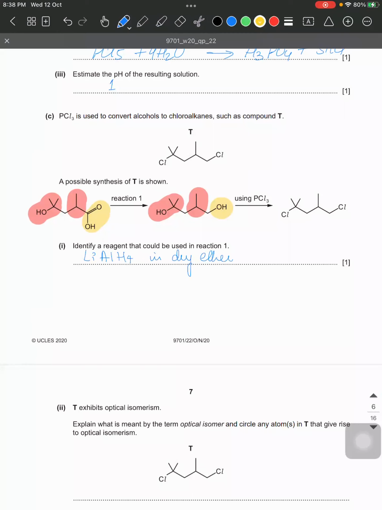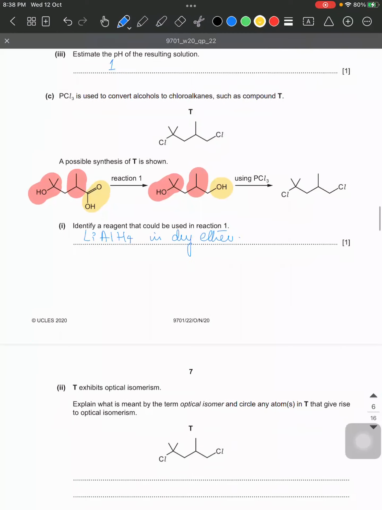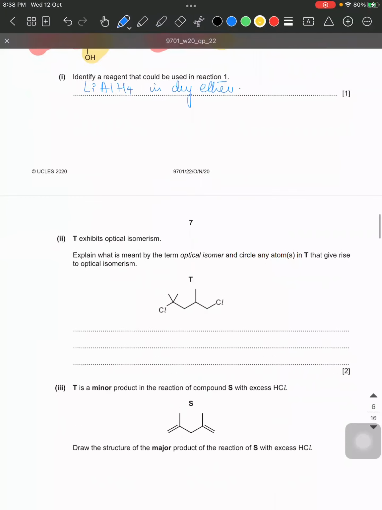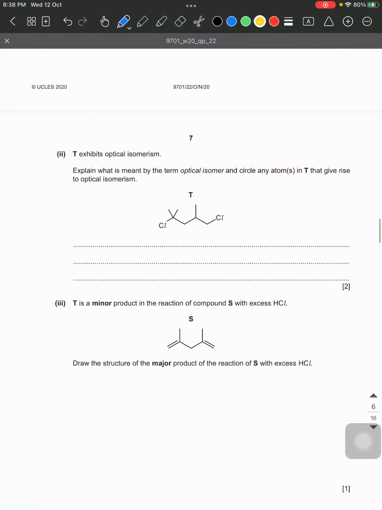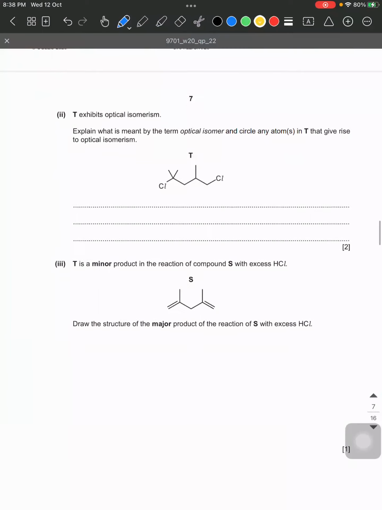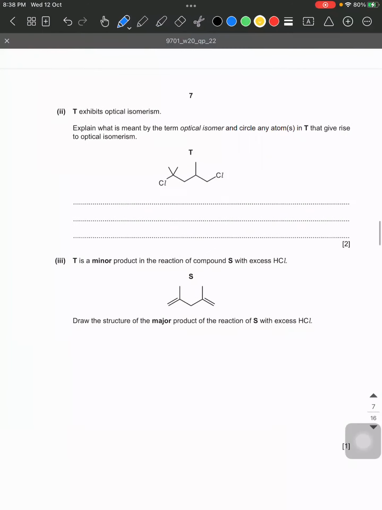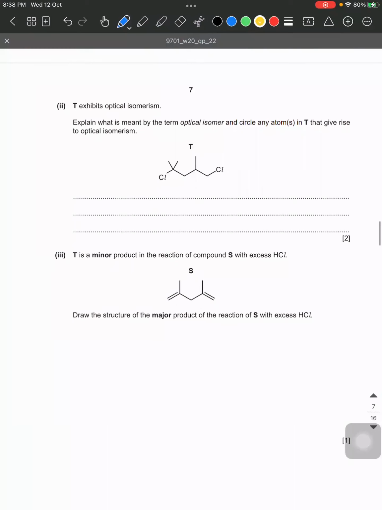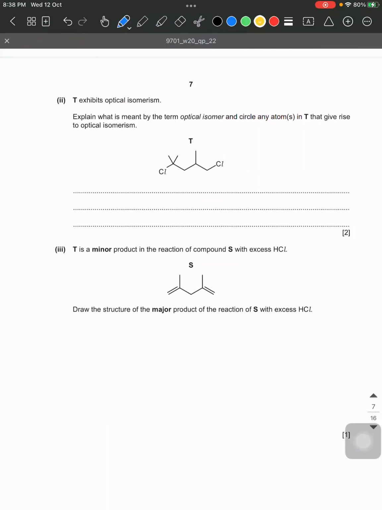I just use the condition over here as well, just for your revision, right? Then let's move towards part 2 of C. T exhibits optical isomers, right? Explain what is meant by the term optical isomers, and circle any atom in T that gives rise to optical isomers. We know that optical isomers are actually caused by the chiral center, and what is a chiral center? When a carbon has 4 different bonds with different atoms, right? Carbon has 4 single bonds with 4 different groups of atoms or atoms.